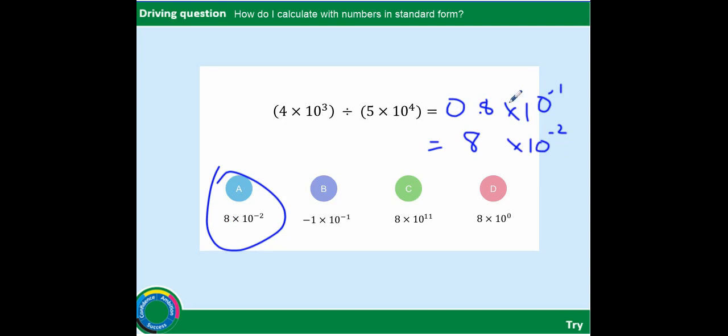If you want, you can always check your answer another way. You can say, well, 0.8 divided by 10 is 0.08. Make sure this is the same value. 8 divided by 100 is 0.08. Yep, so we know they have the same value. It's just this one is in standard form.